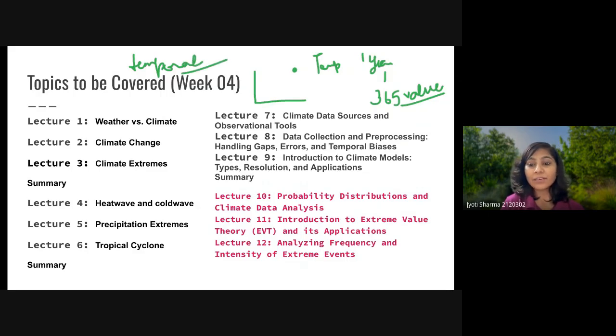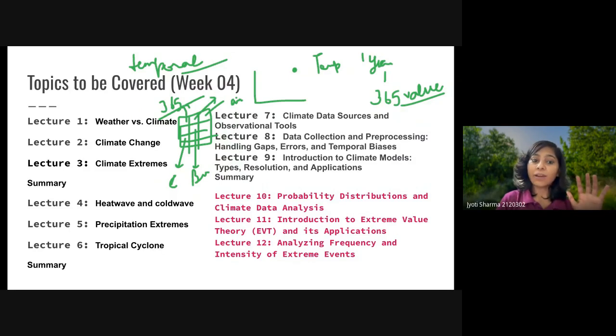But what if we are considering Delhi not just as a point, but we are dividing Delhi into different grids? So let's say this is Connaught Place, this is Burari, this is, let's say, the airport area. I'm just giving an example. We have different land use in Delhi, and that's why within Delhi we may have different grids. For each grid we will have data. So for each grid we will have 365 values for 1 year. 365 values for this grid, 365 values for this grid. And that's why this is not just temporal data, but also spatial data. Spatially, you also have data.